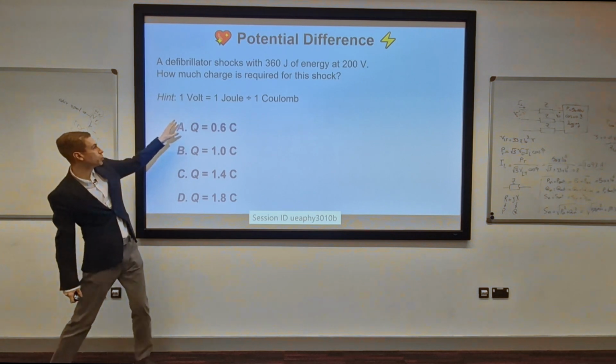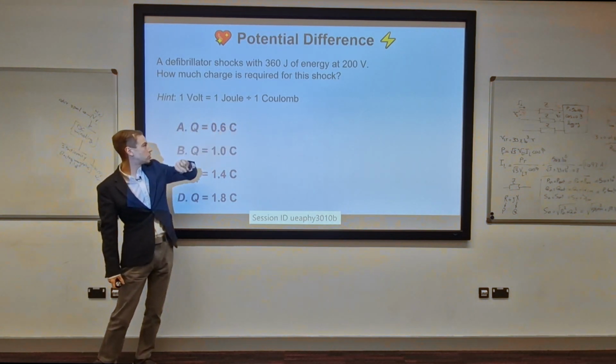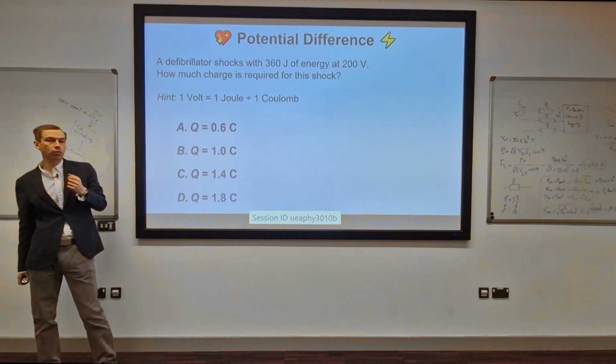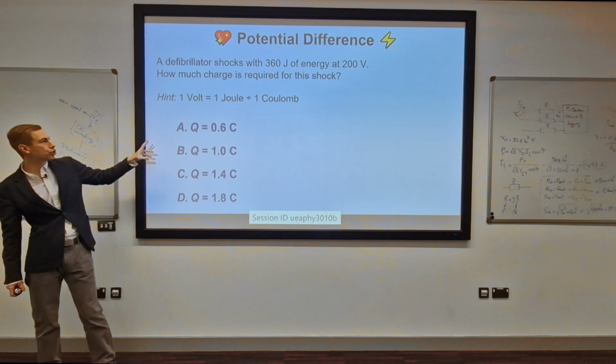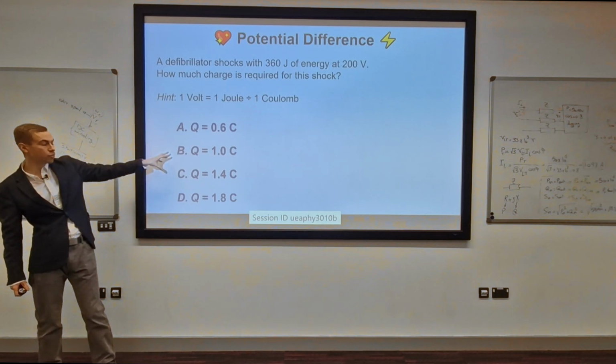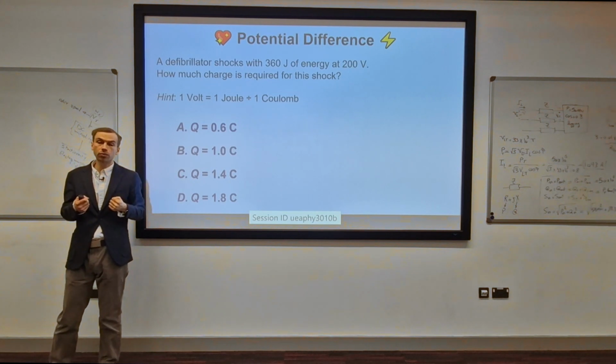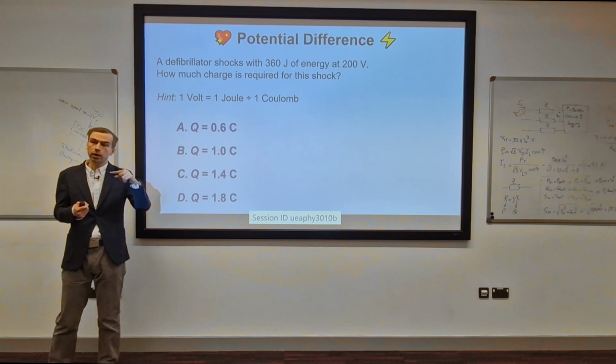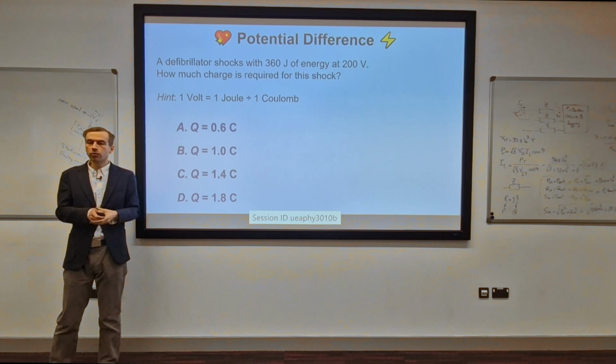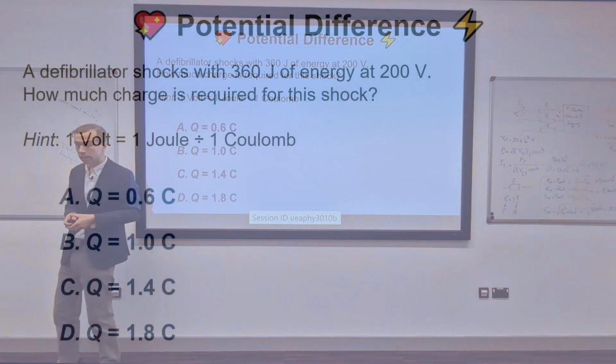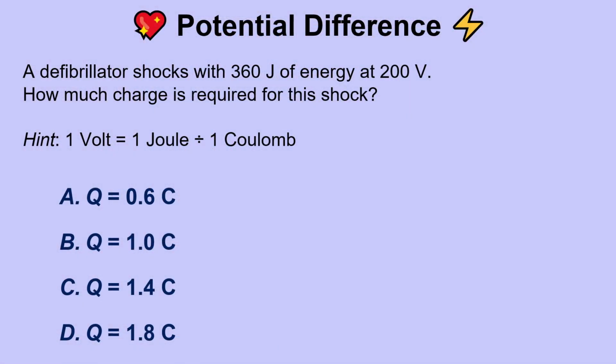So based on this relationship between voltage and energy and charge, can we work out how much charge the defibrillator is going to shock the person with when we defibrillate them? I'll get this question going. Let's see what everybody thinks for the amount of charge we're going to get. Remember, voltage is equal to energy per charge. We have the energy and we have the voltage, so we just need to solve for what the charge is.